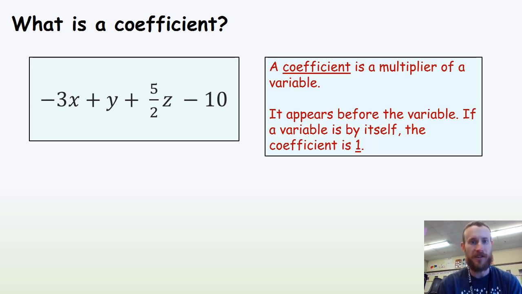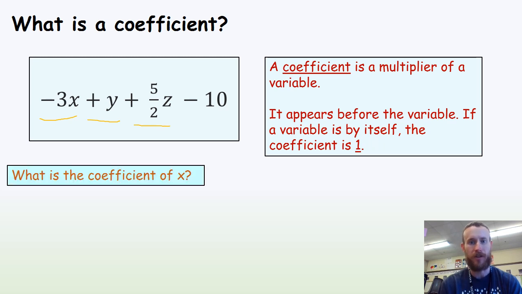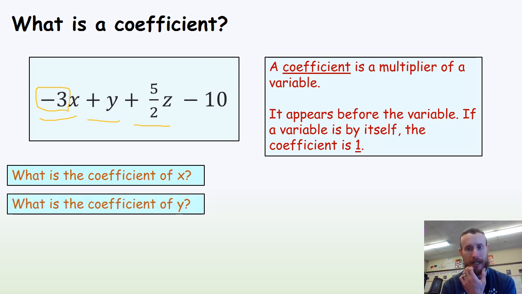So as we're looking at this expression, we have negative 3x plus y plus 5/2 z minus 10. We would think about these first 3 terms have coefficients. So what are the coefficients of x, y, and z? Well, what's the coefficient of x? We look right here, and the number in front is negative 3. It's the multiplier.